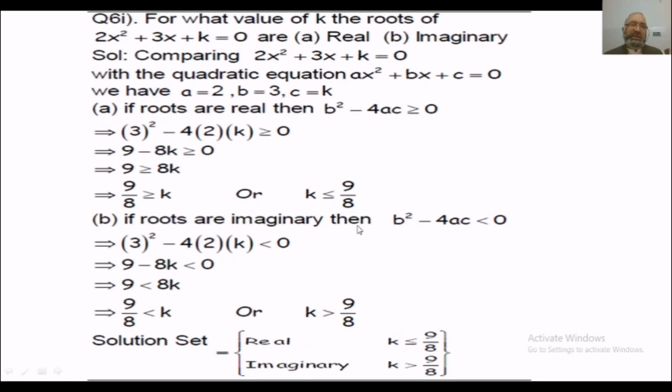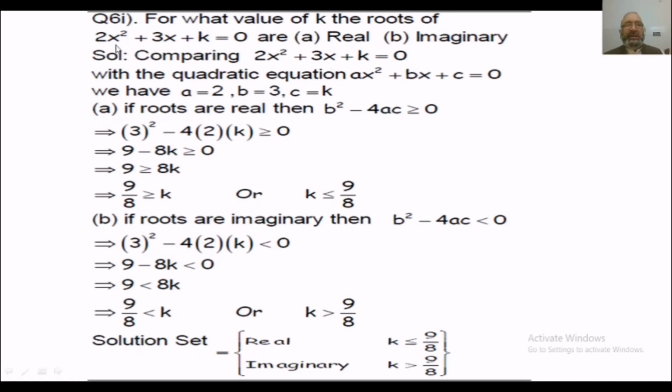Now, sixth question, part 1. For what value of k are the roots of this equation 2x square plus 3x plus k equal to 0 (a) real and (b) imaginary? So we have to find the value of k in the first case if the roots are real, and in the second case if the roots are imaginary. So we take them one by one.